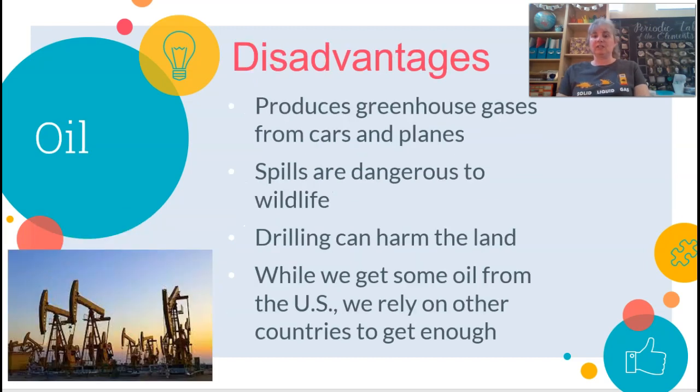The disadvantages are that it produces greenhouse gases and pollution from cars and planes and boats, other vehicles that use gasoline. Spills are very dangerous, right? If you spill some coal on the ground, it's not too big of a deal. The coal is a solid, you can pick it up. But this is a liquid spill, and oil spills can be really dangerous to the environment and animals that are around when the spill happens.